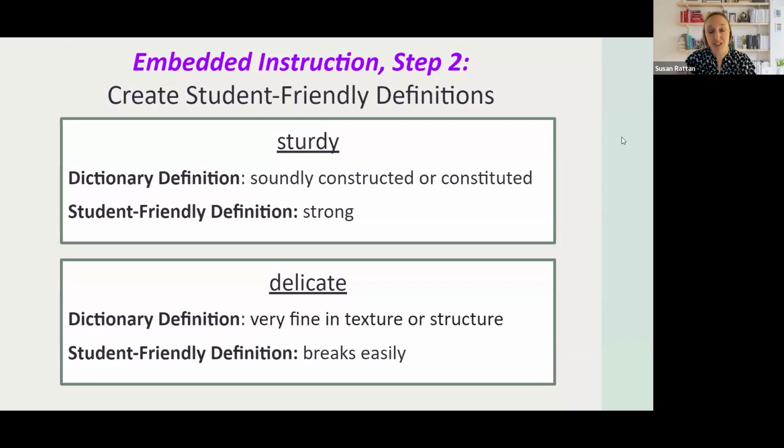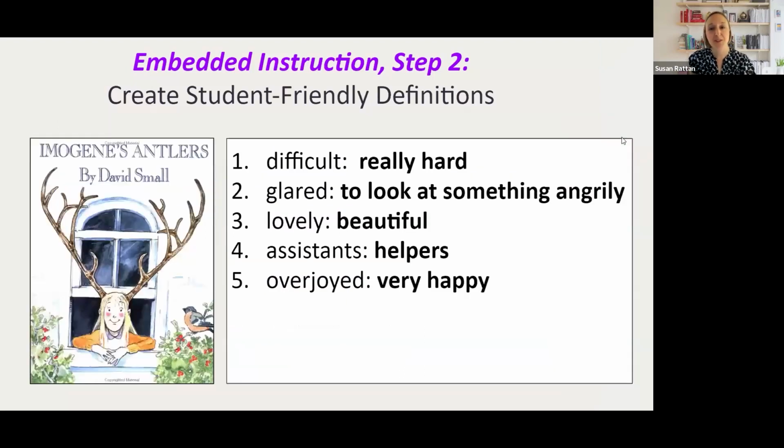There are some children's dictionaries that have more appropriate definitions than the ones that we shared here. And we have some examples in our resources at the end, but sometimes even they need to be modified. So just always be thinking about how can I make sure that this definition is as clear and simple as it can be. So here are the definitions that we came up with for our 5 words that we chose for Imogene's Antlers. Difficult is really hard. Glared, to look at something angrily. Lovely is beautiful. Assistants are helpers. And overjoyed is very happy.